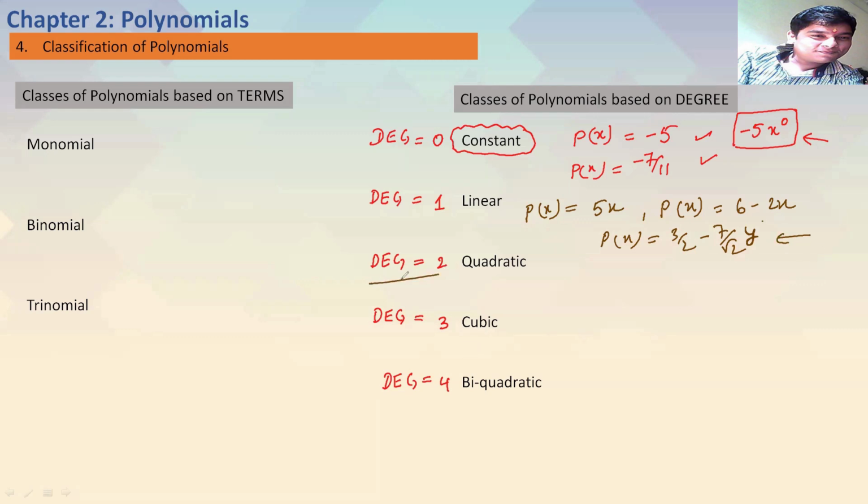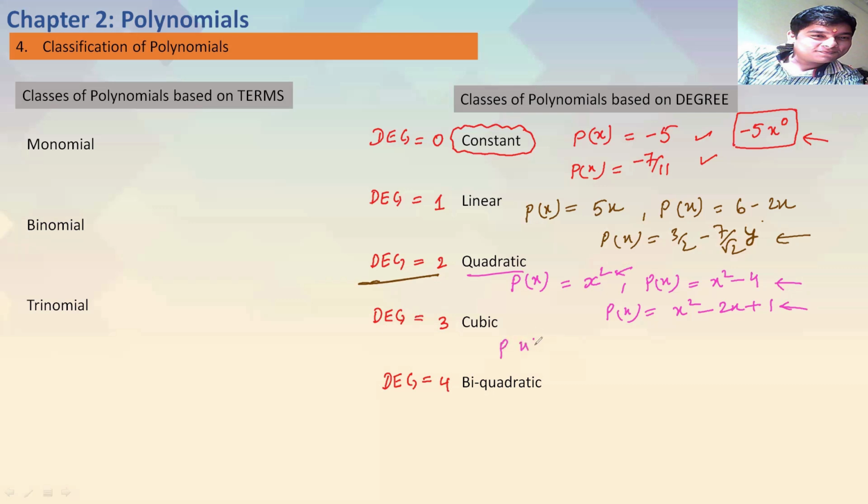Degree 2 polynomials are known as quadratic polynomials. Let's create an example, Ankita. The simplest example will be x squared. You may have x squared minus 4, or you may have 3 terms also, a trinomial, like x squared minus 2x plus 1. All of these are degree 2 polynomials. The highest power is 2, so they are quadratic.